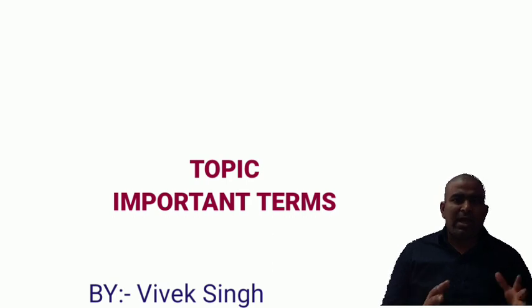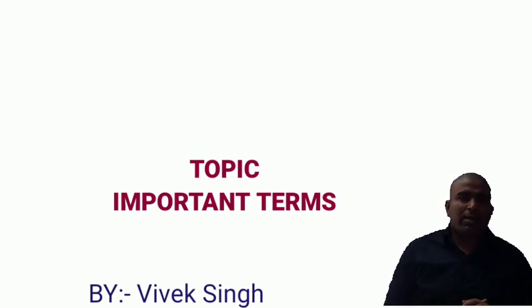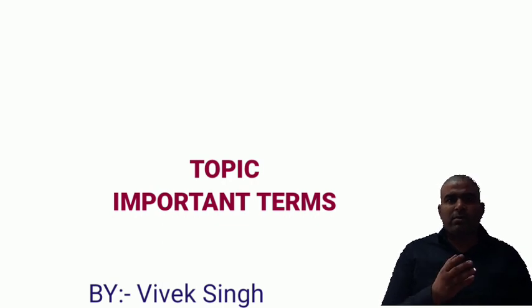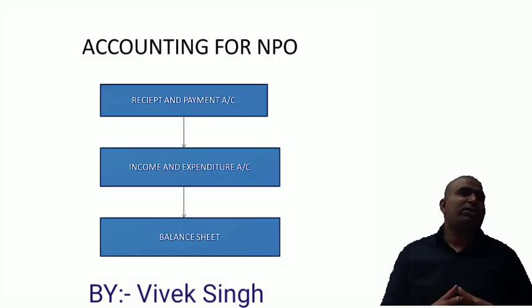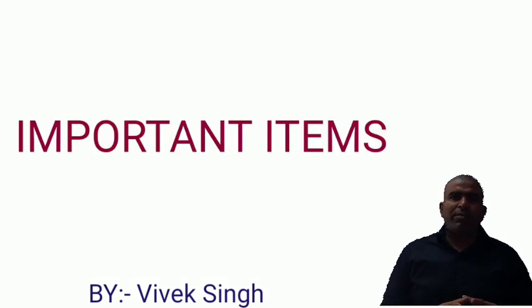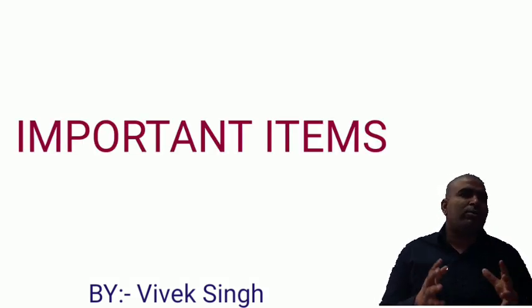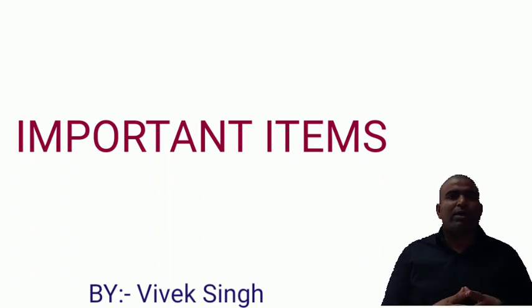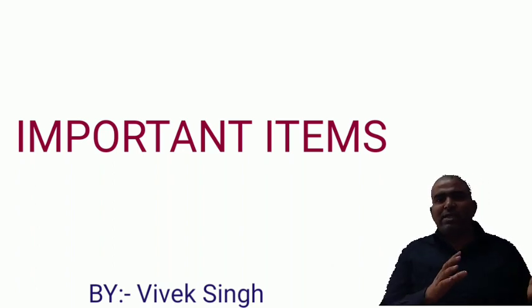So yesterday, in the last video, we already talked about topics like the receipt and payment account, the income and expenditure account, and their balance sheets. Clear? So now we are going to discuss the important items which are recorded in an NPO, which are essential for the NPO. So firstly, we have to discuss these items.